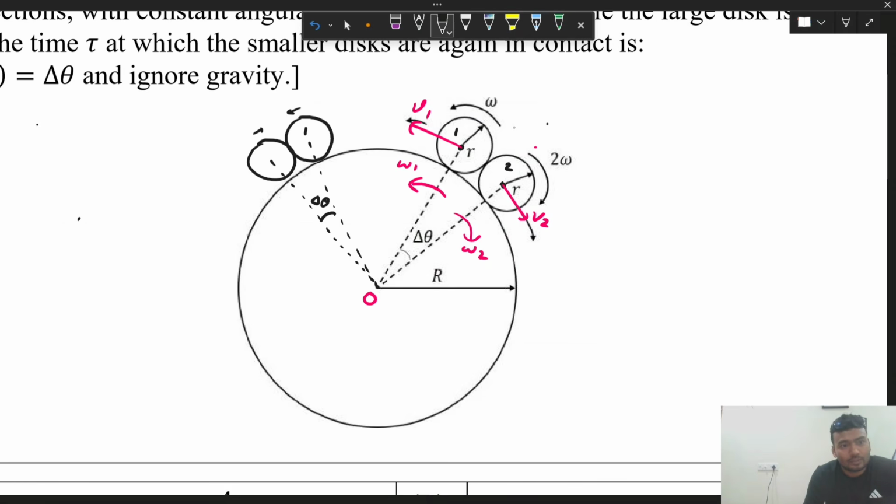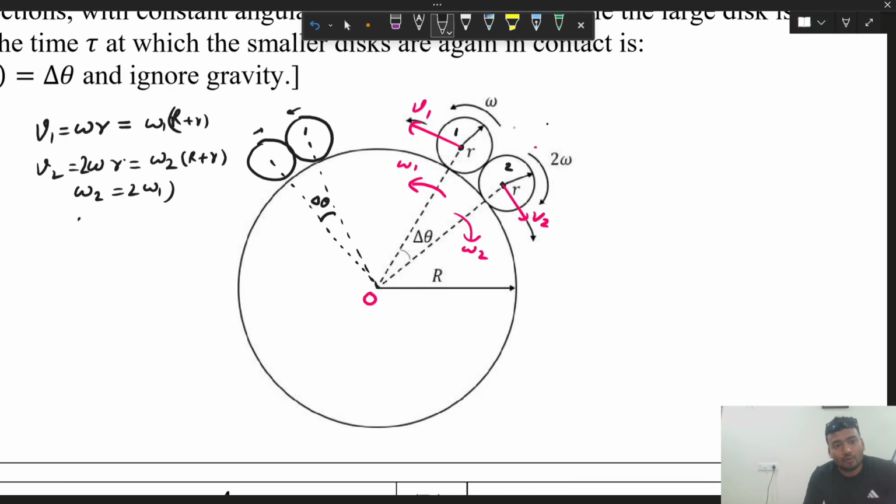Can I write this V1 as omega r, because it is in pure rolling, and also if I see it with respect to O, it is omega 1 into (r plus r). Similarly for V2, it is 2 omega r, and with respect to O, it is omega 2 into (r plus r). If I compare them, I can directly say that omega 2 is just twice omega 1. Now from this relation, see what we can calculate.